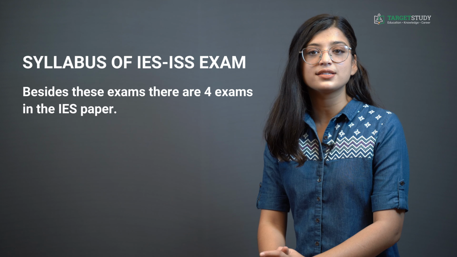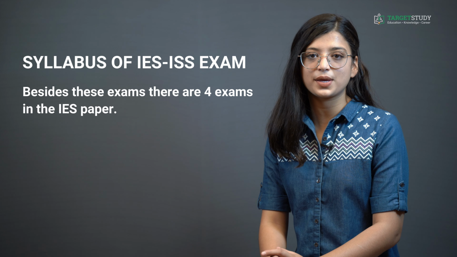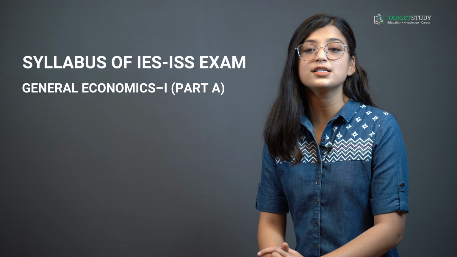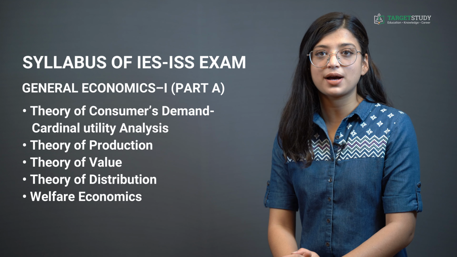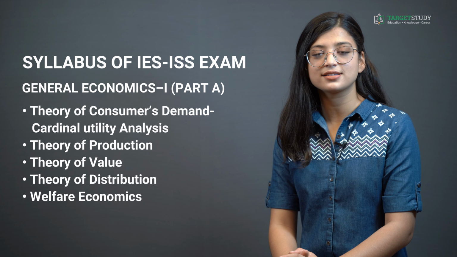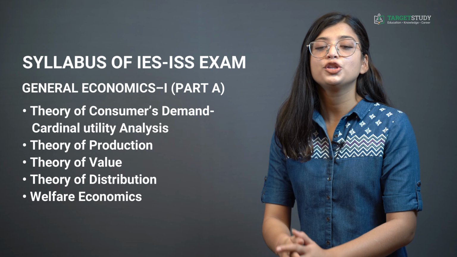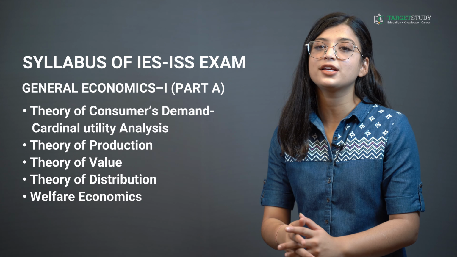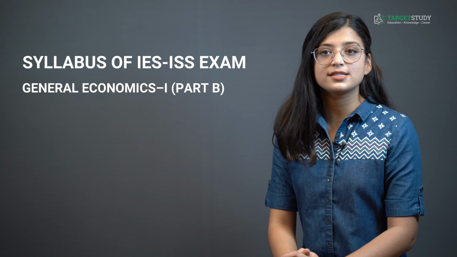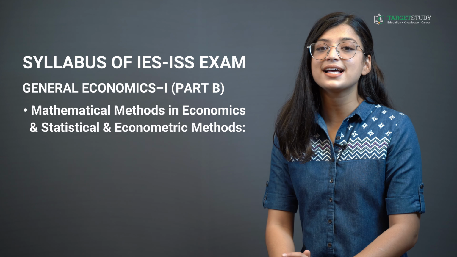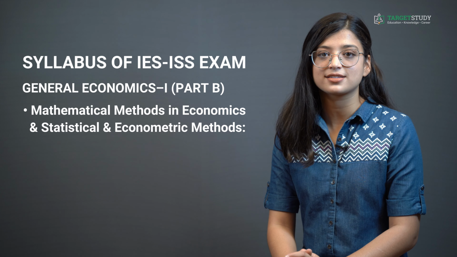Besides these papers, there are 4 papers in the IES exam. General Economics 1 will consist of 2 parts. Part A consists of questions from Theory of Consumers' Demand, Cardinal Utility Analysis, Theory of Production, Theory of Value, Theory of Distribution and Welfare Economics. Part B consists of questions from Mathematical Methods in Economics and Statistical and Econometric Methods.